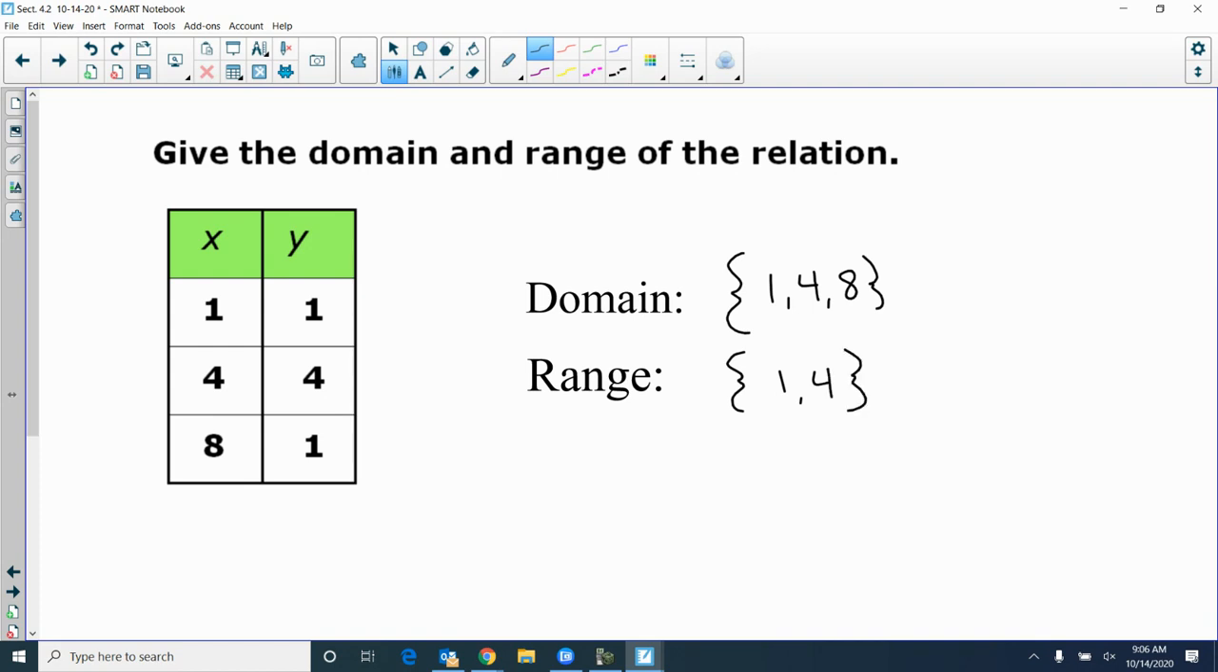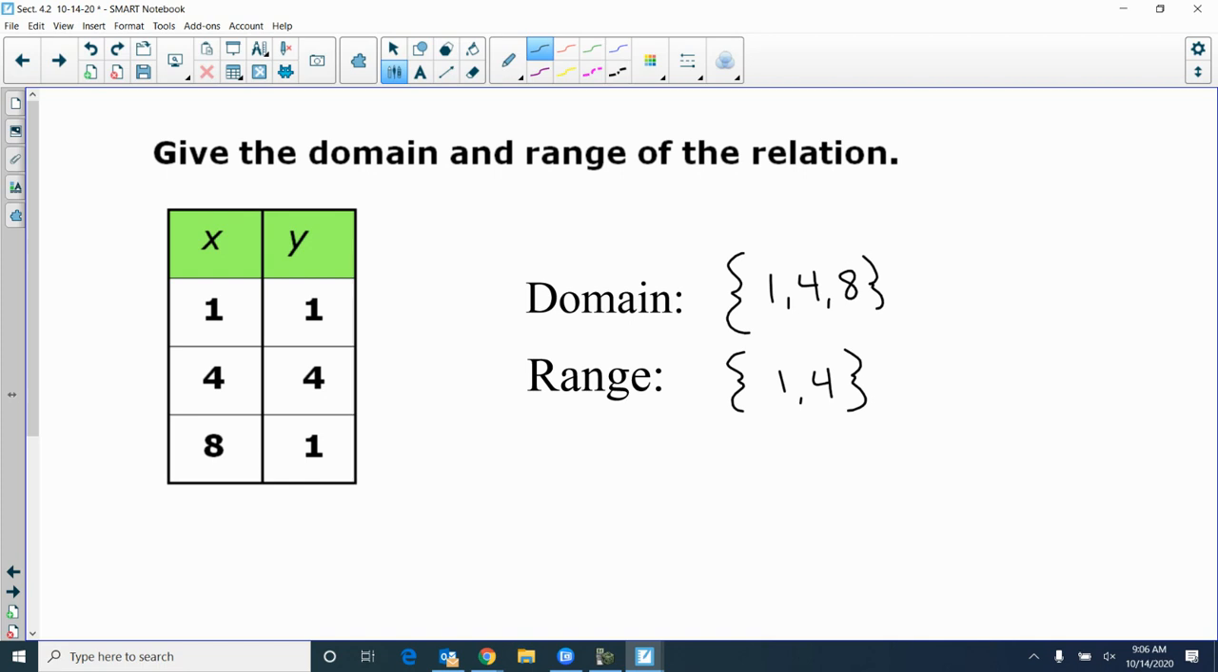So domain is your first coordinates. Your range is your second coordinates. Put them in order. Don't repeat numbers. All right, now. Remember, how do we write ordered pairs? We're gonna graph them. Is it X comma Y or is it Y comma X? You should know this. X comma Y.